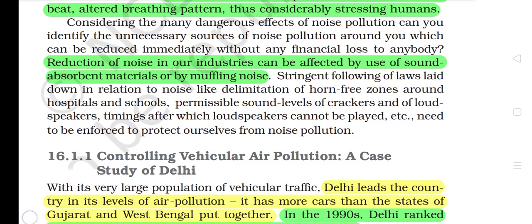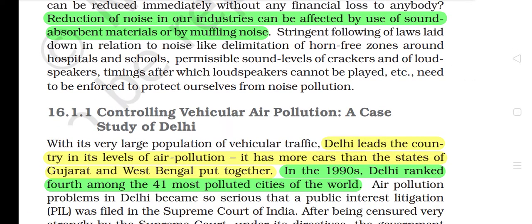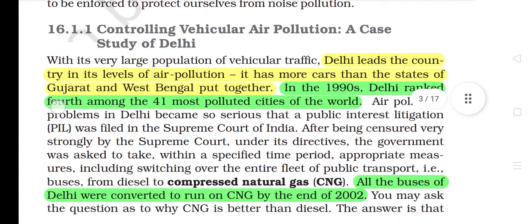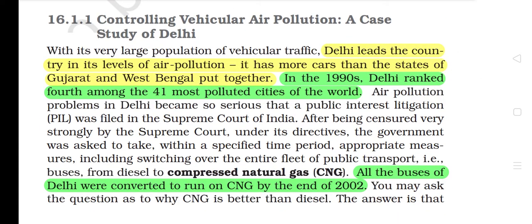Reduction of noise in our industries can be effected by use of sound absorbent materials or by muffling noise. A stringent following of laws laid down in relation to noise, like delimitation of horn-free zones around hospitals and schools, permissible sound levels of crackers and of loudspeakers, timings after which loudspeakers cannot be played, etc., need to be enforced to protect ourselves from noise pollution. Controlling vehicular air pollution: a case study of Delhi. With its very large population of vehicular traffic, Delhi leads the country in its levels of air pollution.